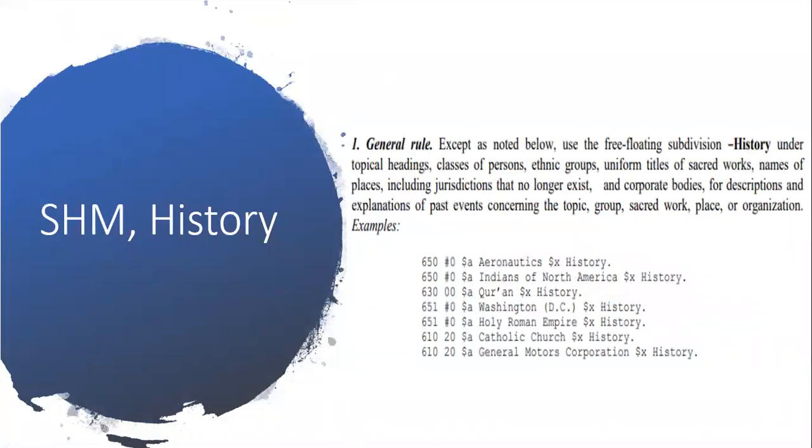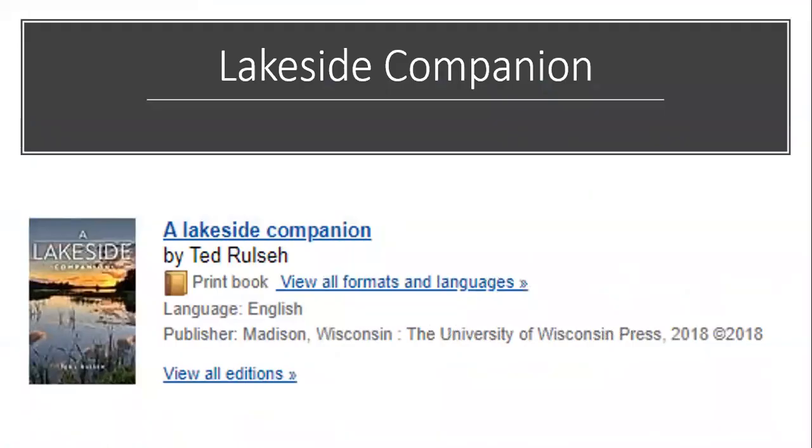All right, and then the Subject Headings Manual for history: it's a free-floating subdivision. And this can be used under our subject headings of suits, clothing and men's clothing. So we're just verifying that those are valid. Okay. All right, so that one's good. So we're going to move on to our next book that we need to catalog.